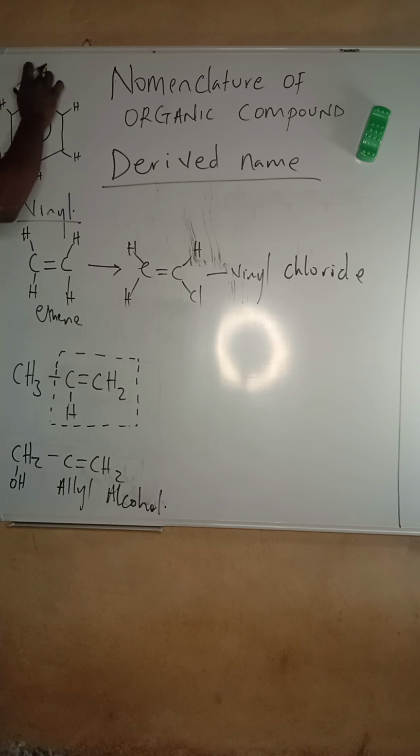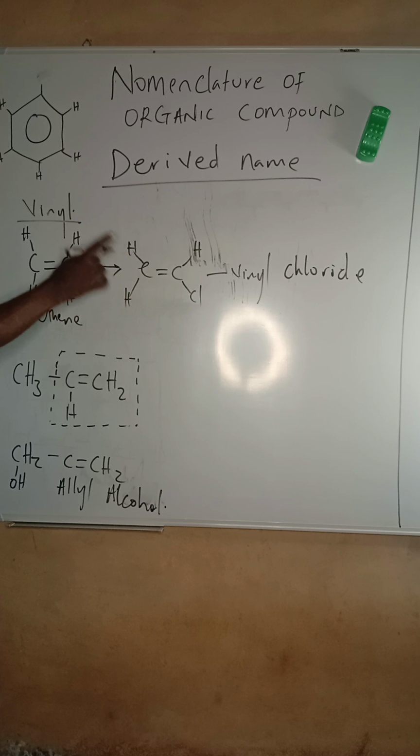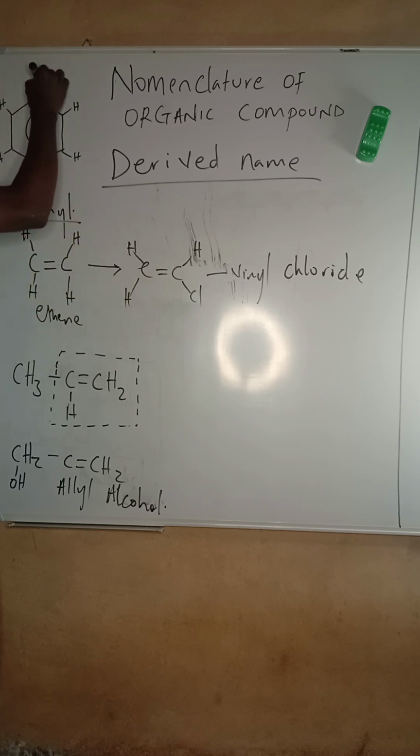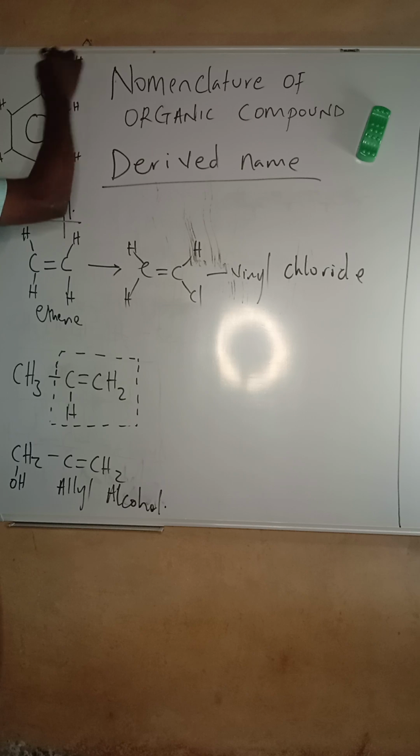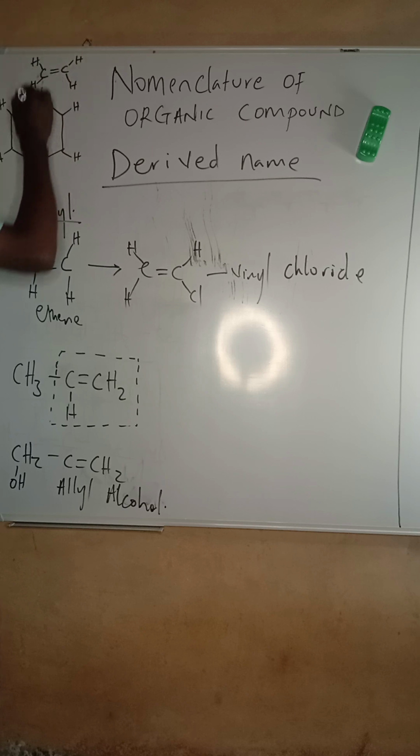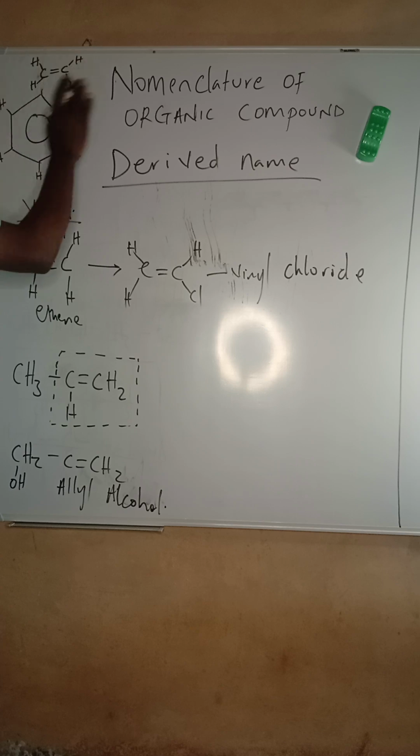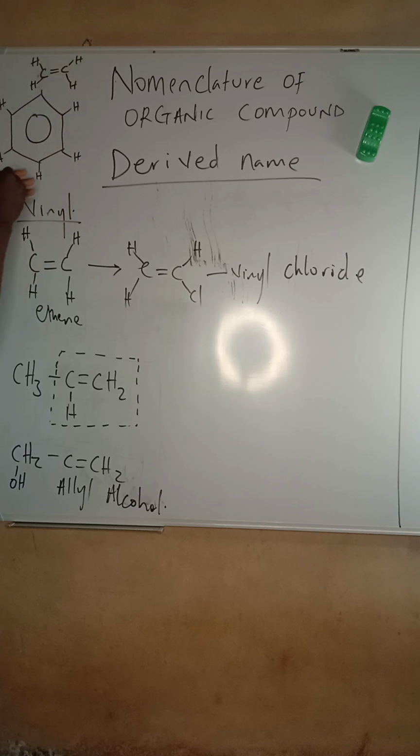Now, when one of the hydrogens of benzene has been replaced by an ethylene group, I'm going to explain this in various ways, so you just follow. So this was an ethene group before. If you're following, you should be able to see this aspect of the board. This is ethene.